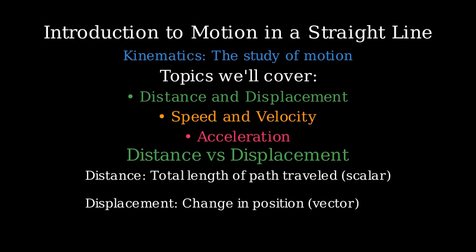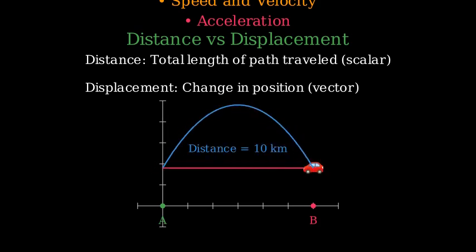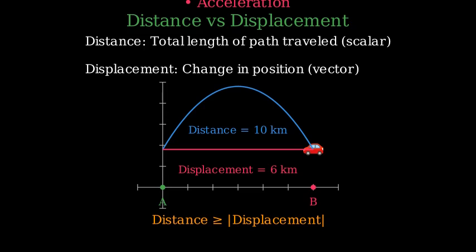Let's illustrate this with an example. Imagine a car traveling along a path from point A to point B. The car follows this curved path, traveling a total distance of 10 kilometers. However, the displacement is just 6 kilometers, which is the straight line distance from the starting point to the ending point. Notice that distance is always greater than or equal to the magnitude of displacement.